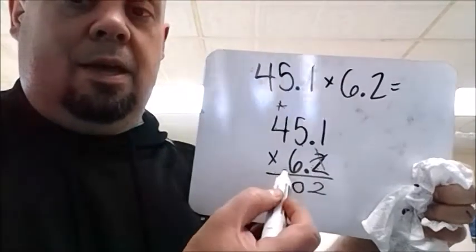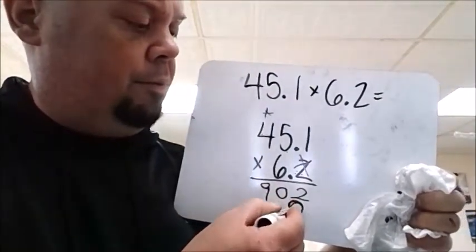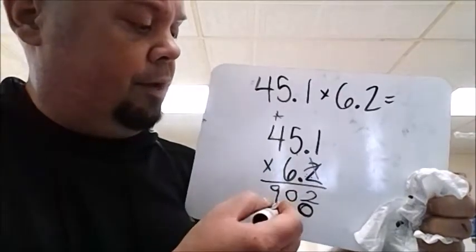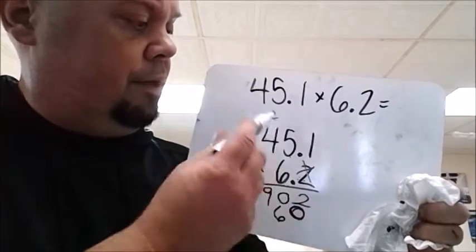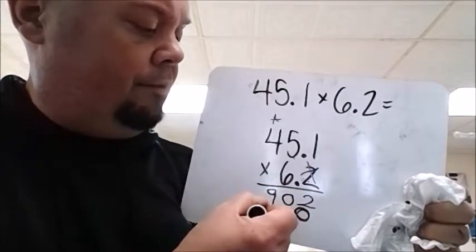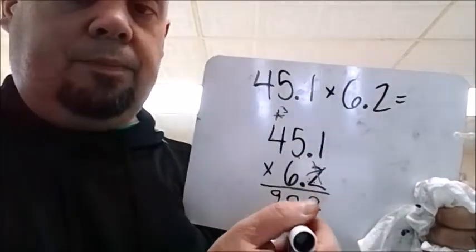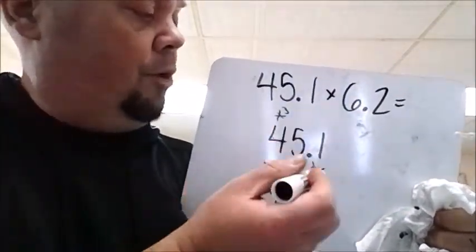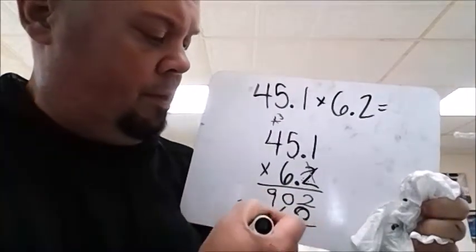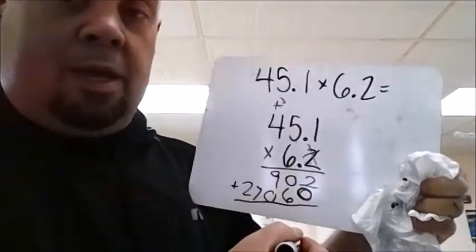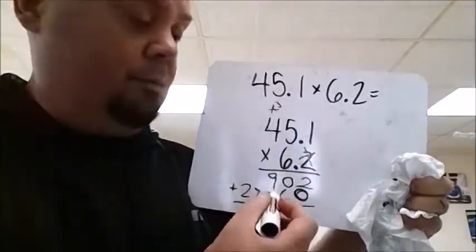And now we're going to multiply by the 6. But again, we start with that 0 placeholder because we're now starting underneath the 6. 6 times 1 is 6, nothing to regroup. 6 times 5 is 30, put down the 0, regroup your 3. 6 times 4 is 24, plus 3 is 27. And now we're going to add those up. This is your second partial product. Again, no decimals in partial products.